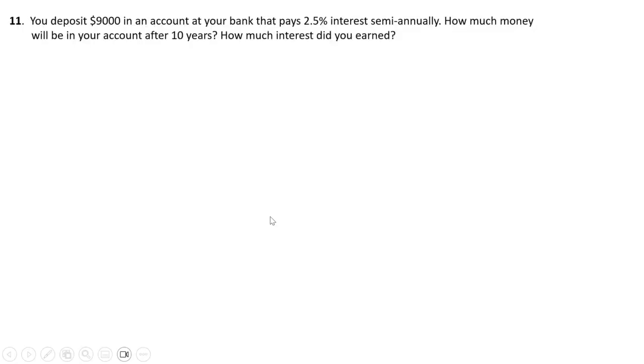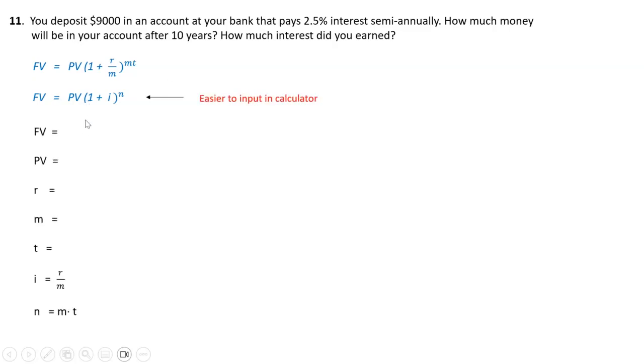Now, for part number 11, you deposit $9,000 in an account at your bank that pays 2.5% interest semi-annually. How much money will be in the account after 10 years? And how much interest did you earn? So this is going to be like the previous one, right? Now this is going to be a compound interest formula. Right, so this is easier to use in the calculator.